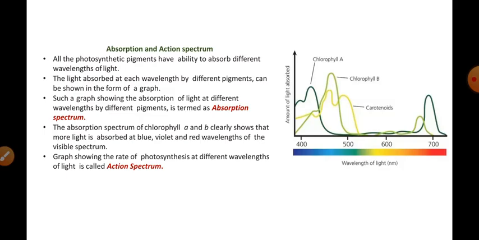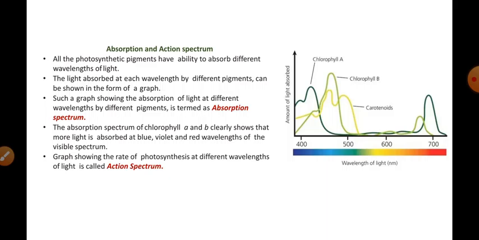Okay, again, what is absorption spectrum? It is the absorption of light at different wavelengths by different pigments is called the absorption spectrum. What is the action spectrum? It is the rate of photosynthesis at different wavelengths of light. Or you can say when the absorption is maximum, photosynthesis is also maximum.